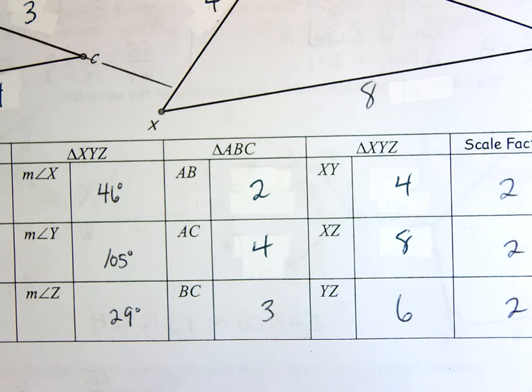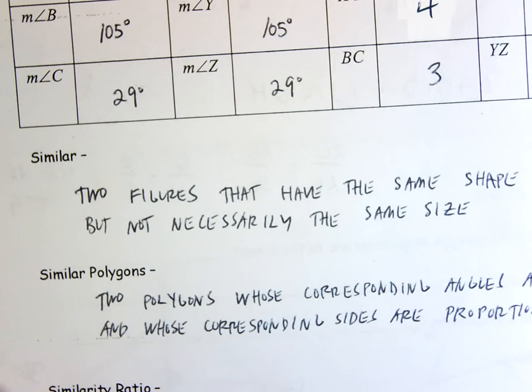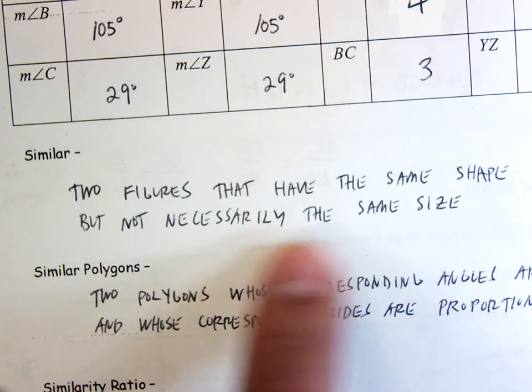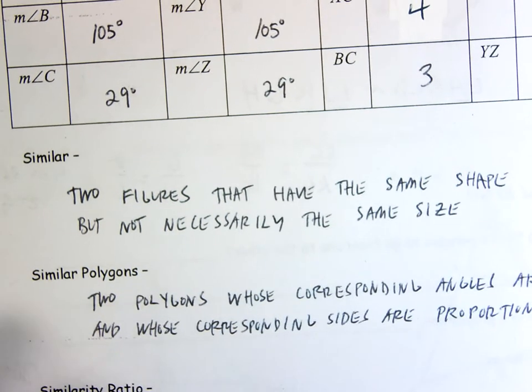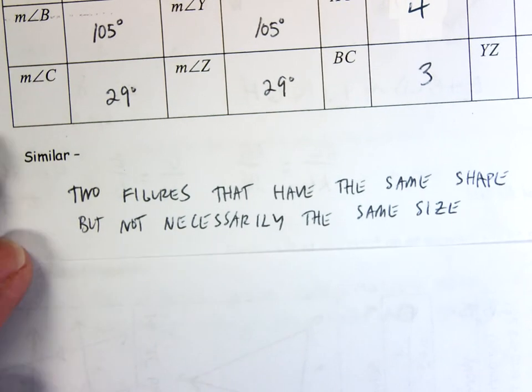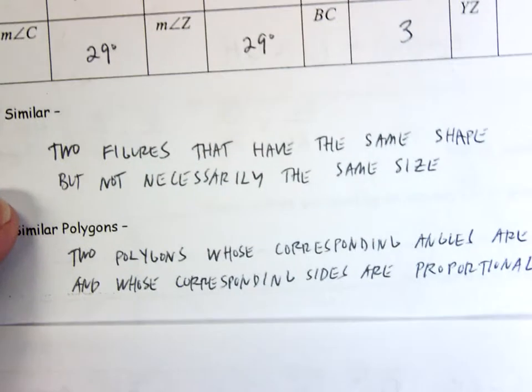So again, it's like what we're doing in class. There's some number that they multiplied all the sides of one shape by to get the smaller or bigger shape. Okay, so now, what does it mean to be similar? Similar means that two figures have the same shape, but not necessarily the same size. They might have the same size, but they don't have to. That's not part of the definition. All the definition says is that they have the same shape, and they may or may not have the same size.